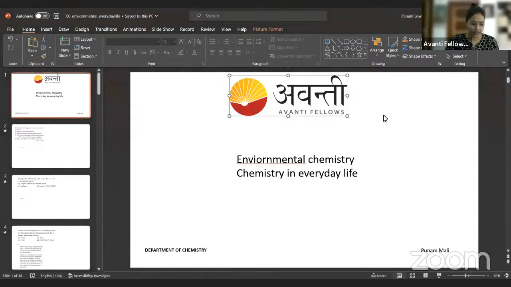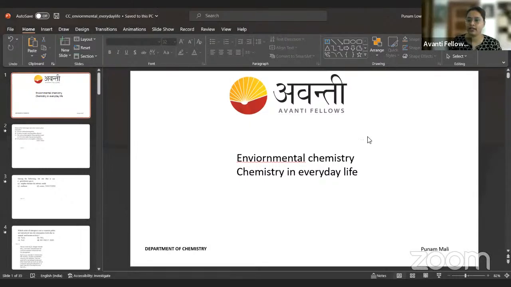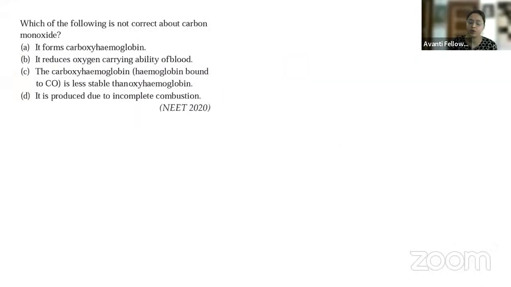Okay. So today, let's start with our session. Today we are going to talk about chemistry in everyday life and environmental chemistry. Even though these are theoretical chapters, we must read them. Sometimes these topics are somewhat theoretical, but still we have to study them. Just by reading them, you can easily solve most of the problems asked in the exam.